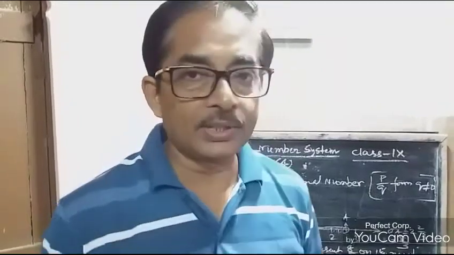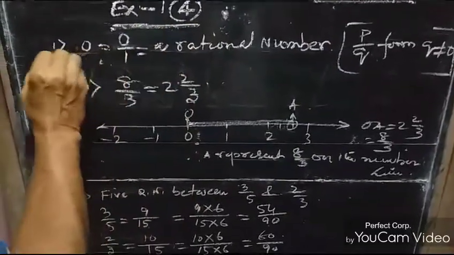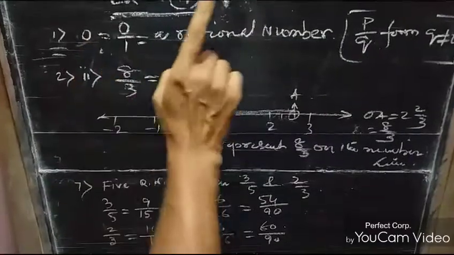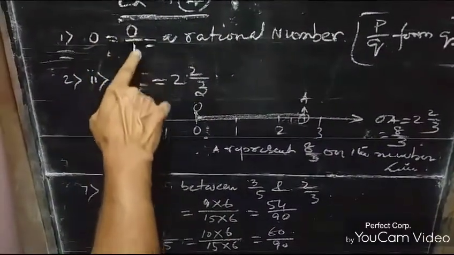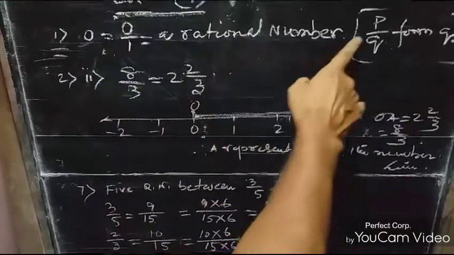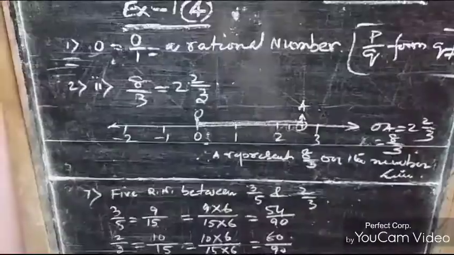Now, very first we are going to start from exercise 1A. Number 1 asks whether 0 is a rational number or not. We can express 0 as 0 by 1. So this is a rational number because it is in the p by q form, where q is not equal to 0.